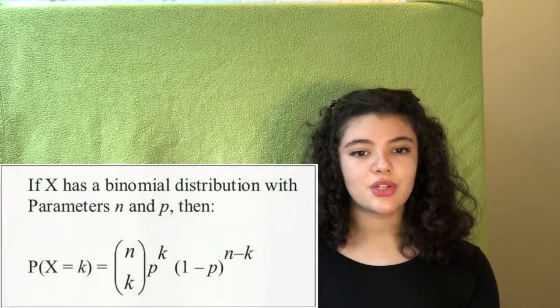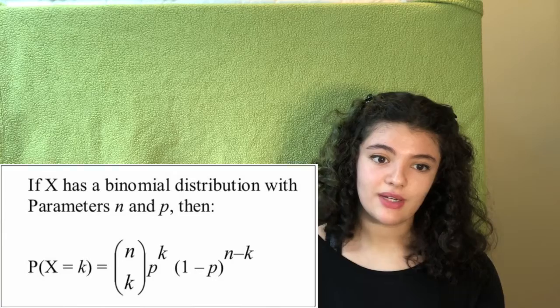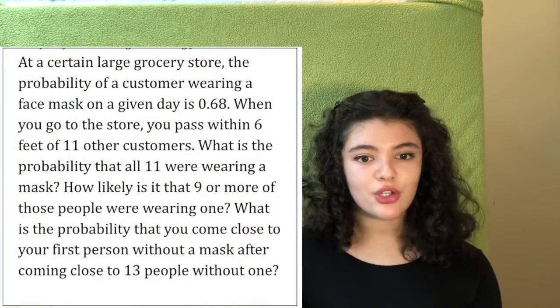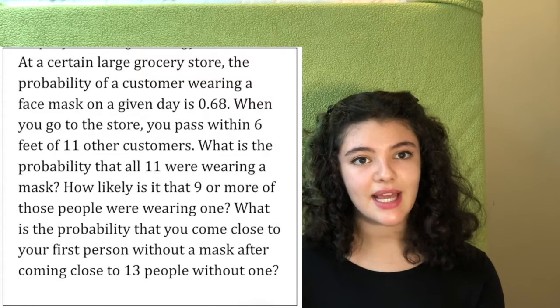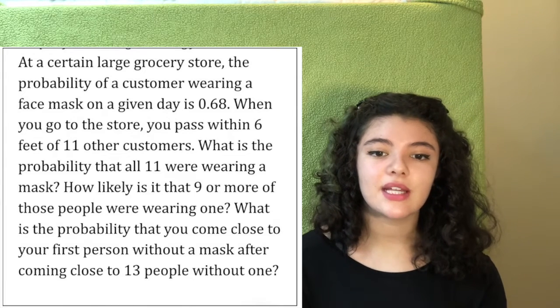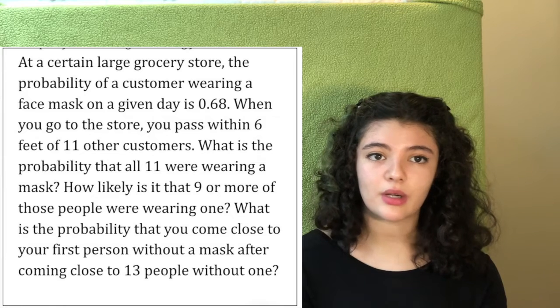Binomial settings also have a specific equation which you can find on your formula sheet. The geometric equation is more intuitive. So let's look at an example. At a certain large grocery store, the probability of a customer wearing a face mask on a given day is 0.68. When you go to the store, you pass within 6 feet of 11 other customers. What's the probability that all 11 were wearing a mask?